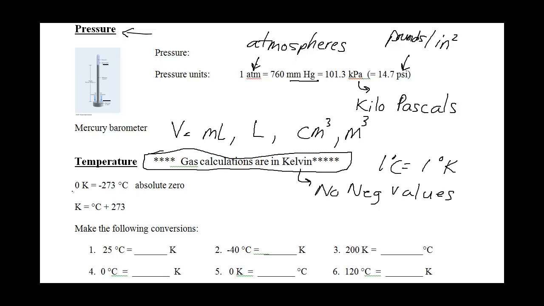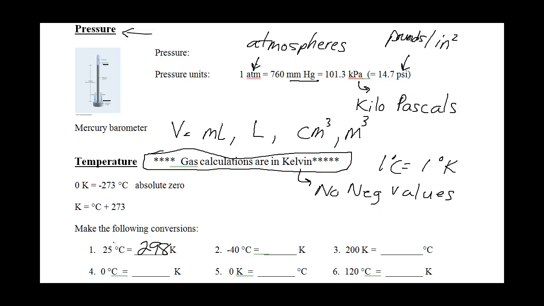So this right here makes this conversion really, really easy. To find Kelvin, take your Celsius and add 273. If you want to go from Kelvin to Celsius, then you're going to subtract 273. So here's 25 degrees Celsius. How do I go to Kelvin? Take 25 and add 273, and what do you get?